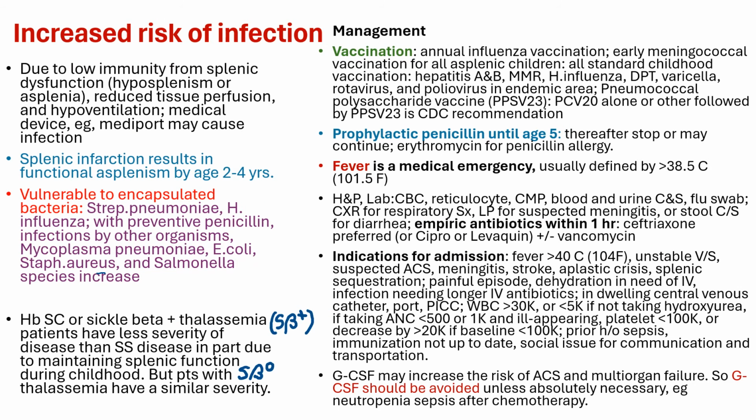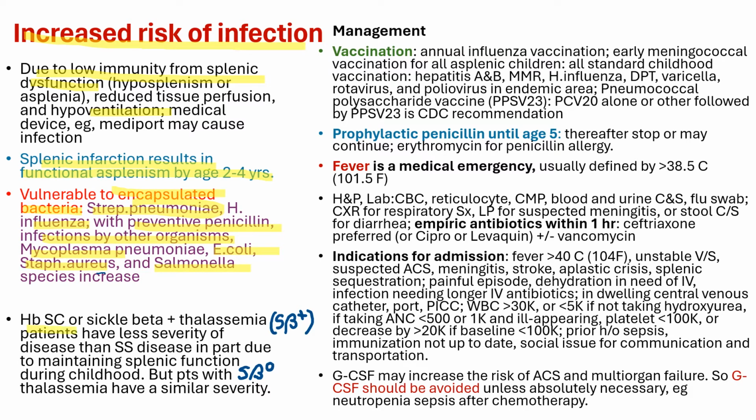Due to low immunity from splenic dysfunction and some other mechanisms, patients have increased risk of infection. Splenic infarction results in functional asplenia by age 2 to 4 years in sickle cell anemia patients. And they are vulnerable to encapsulated bacteria like Streptococcus pneumoniae, H. influenzae. But with preventive penicillin therapy, infections with other organisms like Mycoplasma, E. coli, Staphylococcus aureus, and especially Salmonella species increase.